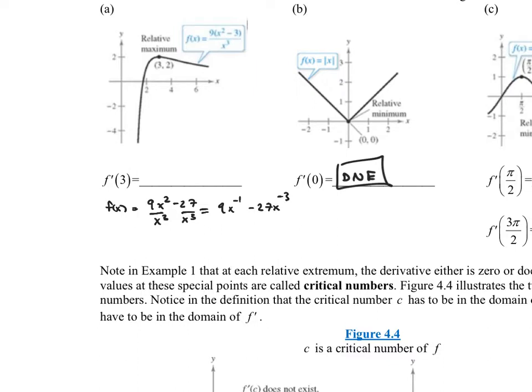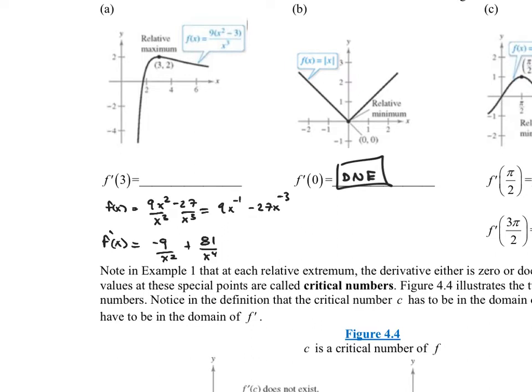Why do I care about that? Because now that makes it easier to find the derivative. I can just use the power rule. The derivative of 9x to the -1 would be -9x to the -2, so I'm going to throw that over x squared. And then you'd have minus 27 times -3. Well, 27 times 3 is 81, so this would actually be a plus 81 over, well, x to the -3 minus 1 would be -4, so that would be x to the 4th.